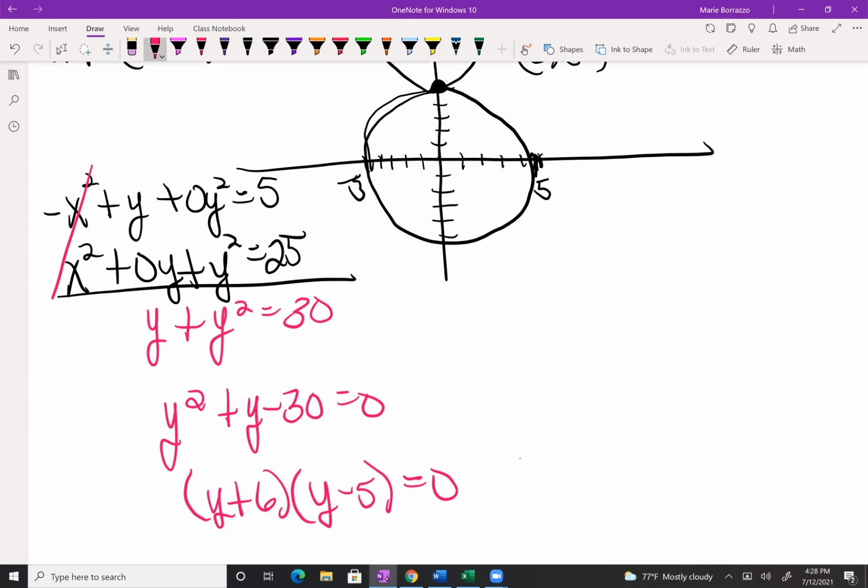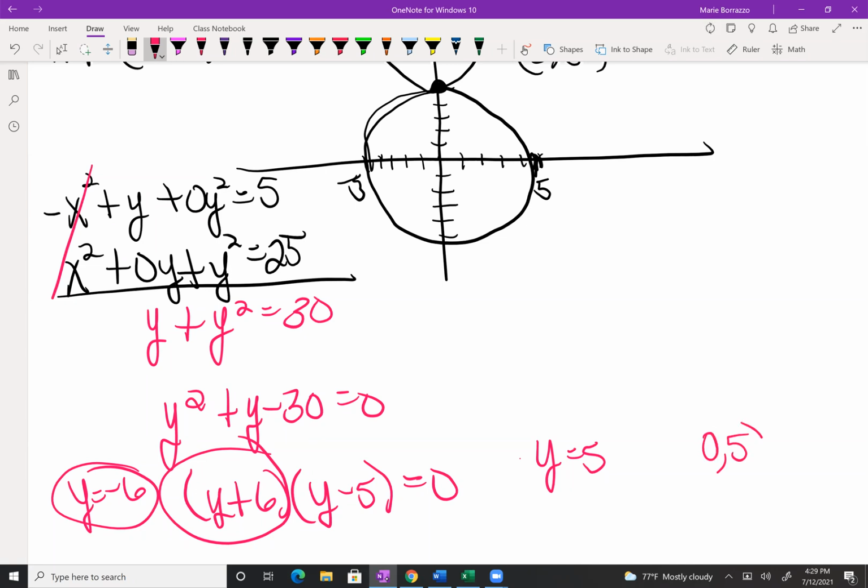So again, one of my solutions is y is equal to 5. The other solution is imaginary, and that's this one, because I'm going to end up with, in this case, y is equal to negative 6. No measurement can be negative 6 in this case. So that's why we have 0, 5 is our equation.